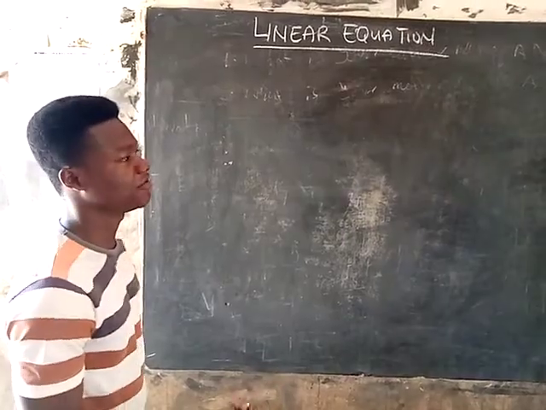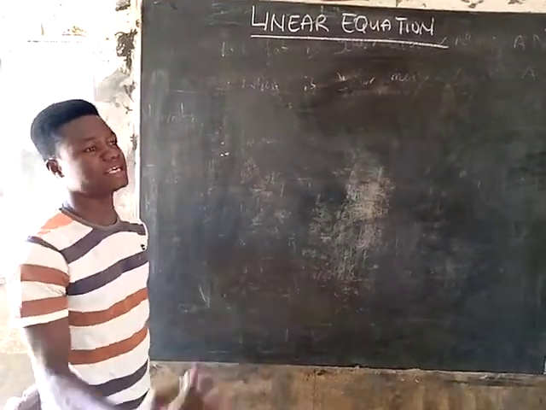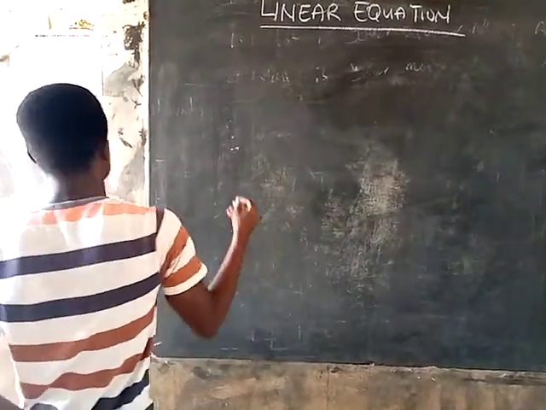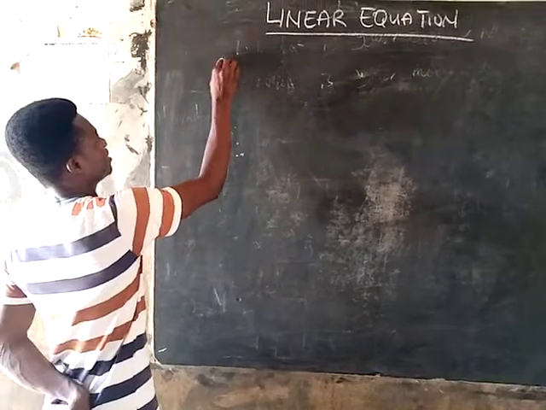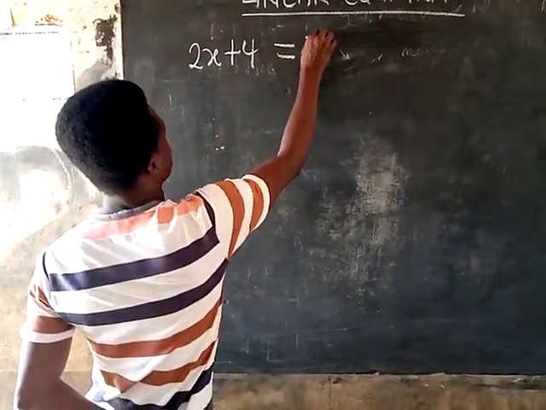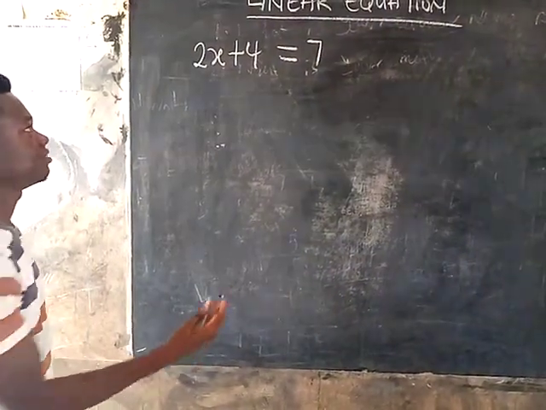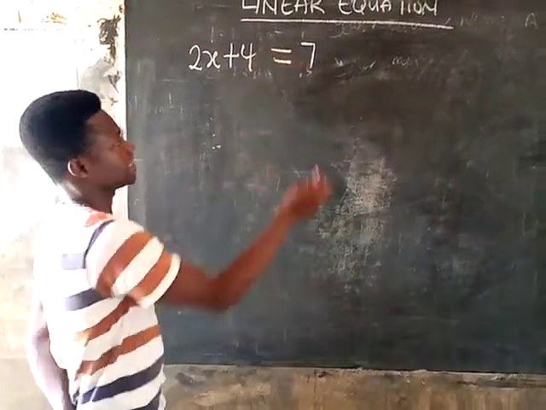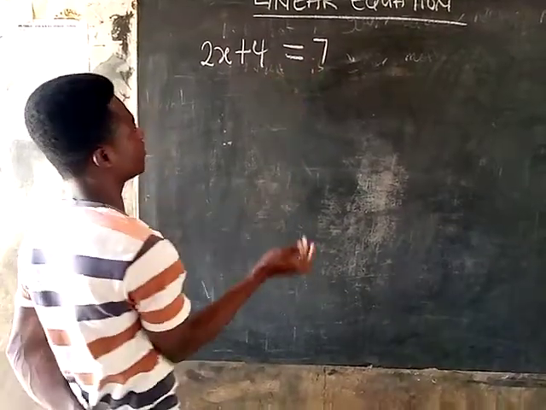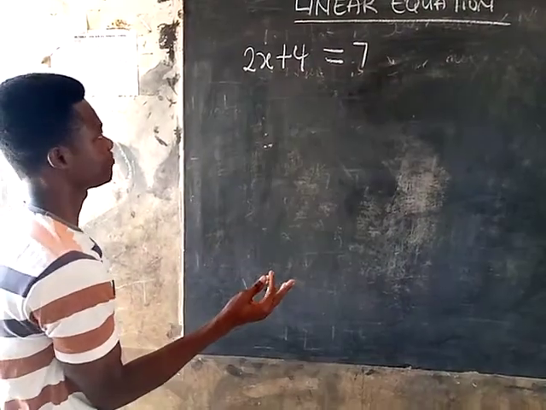A mathematical statement involving an equal sign. So whenever you see any mathematical statement involving an equal sign, it is an equation. Let's take an example: 2x plus 4 is equal to 7. This is an example of a linear equation because of the equal sign. It is a mathematical statement involving an equal sign, so we call this an equation.